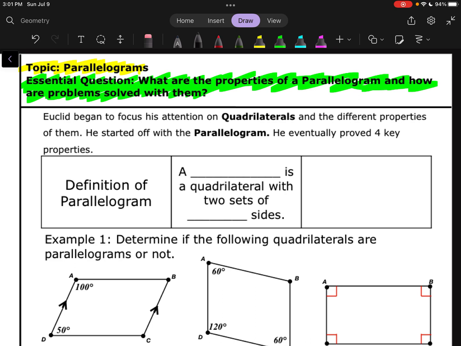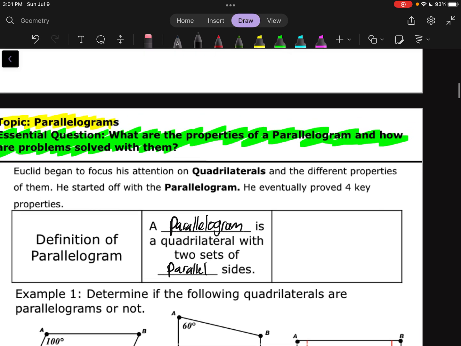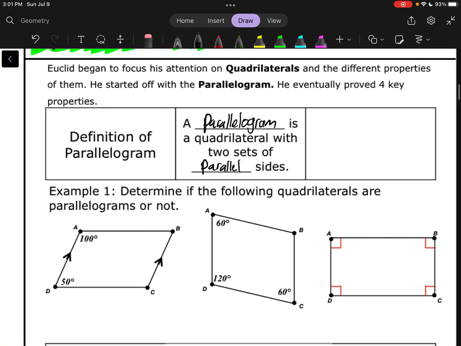So what is a parallelogram? A parallelogram is a quadrilateral with 2 sets of parallel sides. So oftentimes our parallelograms will look something like this. This will be generally how I draw them. And parallelograms just have these 2 sets of opposite sides being parallel. Remember, arrows on a diagram tell us that those sides are parallel.